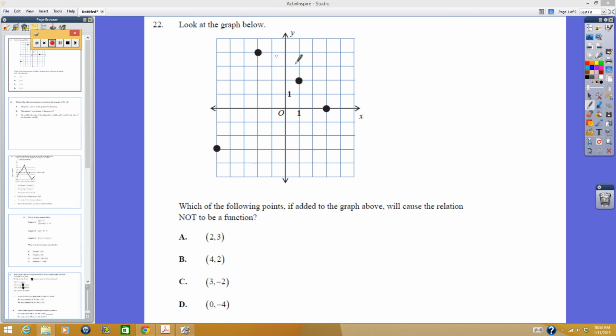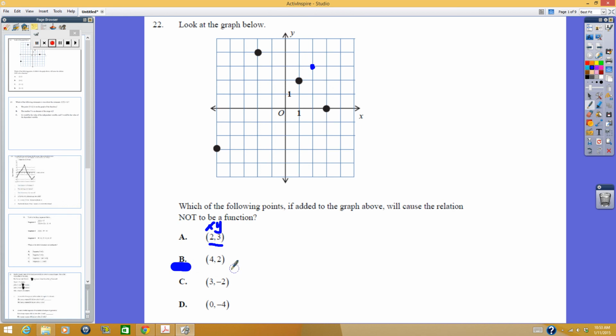Alright, so you can plot these points and basically see which one would make this graph of dots not a function. So 2, 3, remember this is x and this is y. So I'm going to go to 2, then go up to 3 and make a point. That's okay. If I do the vertical line test, it still passes.